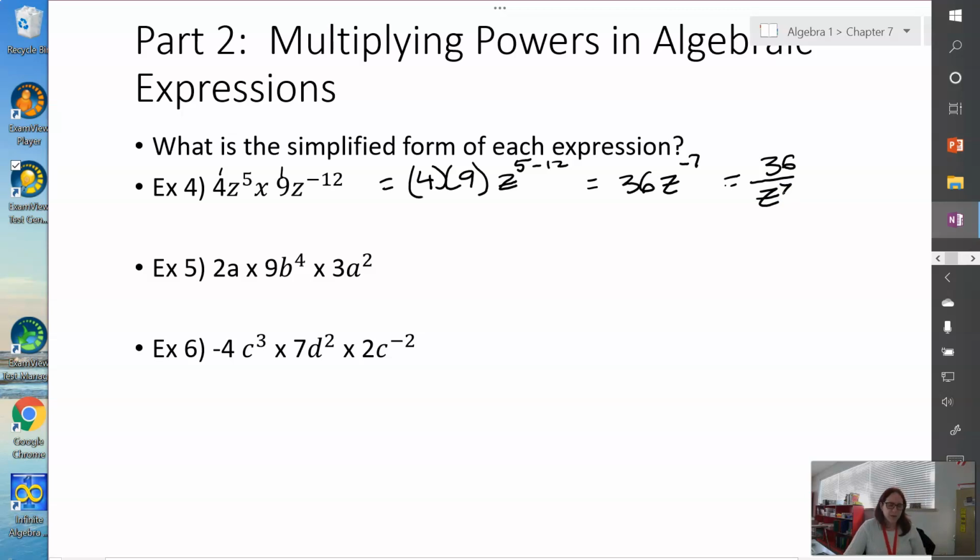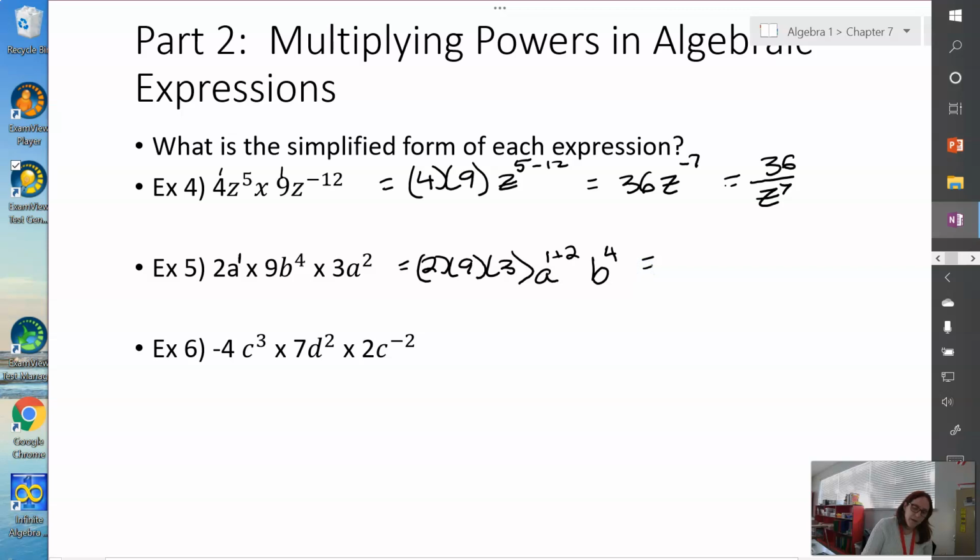The next one is 2a times 9b to the 4th times 3a squared. So I'm going to look at my numbers again. I have 2 times 9 times 3. And then I have an a. This is like a to the 1. It's an invisible 1. And I have another a to the 2. So I'm going to add those exponents together. I get a to the 1 plus 2. And now this b to the 4th is all by itself. There aren't any other b's to add to it. So it's just b to the 4th.